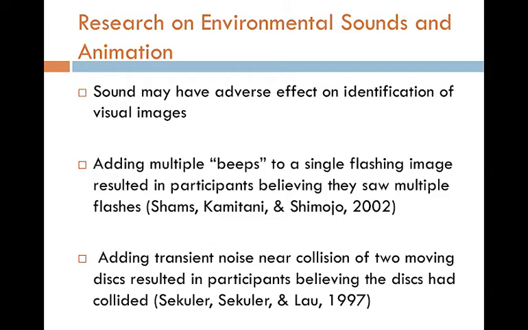So it has been shown that sound may have an adverse effect on identification of visual images. For example, a study in 2002 found that adding multiple beeps to a single flashing image resulted in participants believing that they saw multiple flashes instead of one flash. Additionally, a study in 1997 found that adding transient noise near collision of 2 moving disks resulted in participants believing the disks had collided instead of merely moved toward one another.